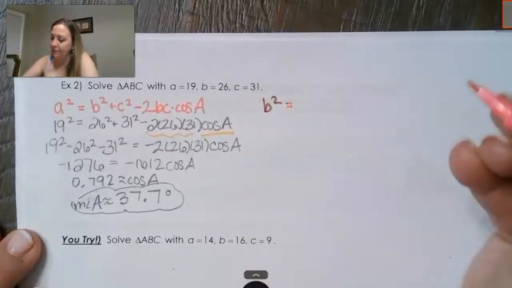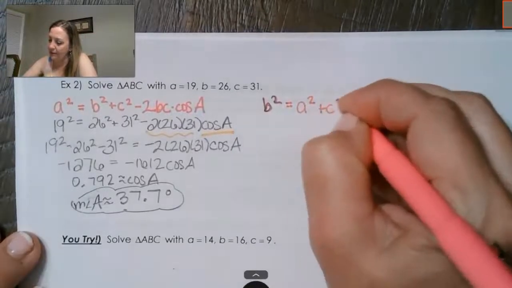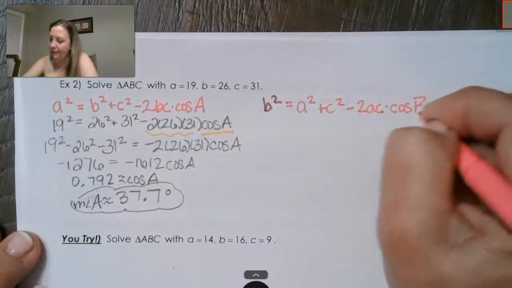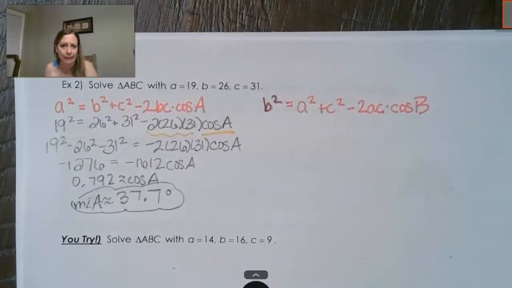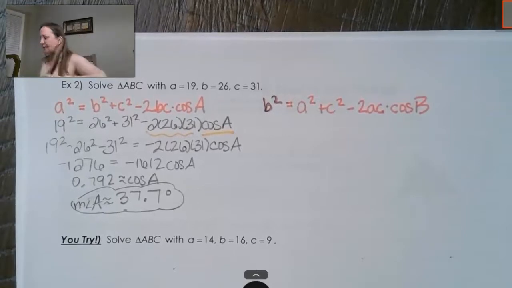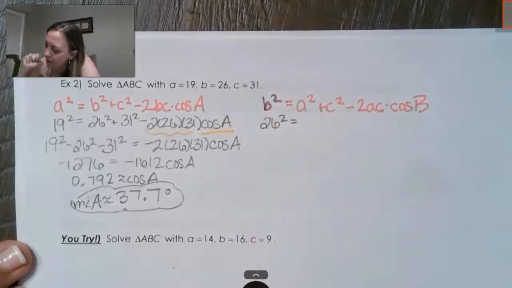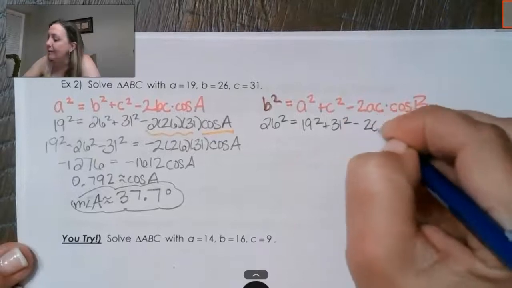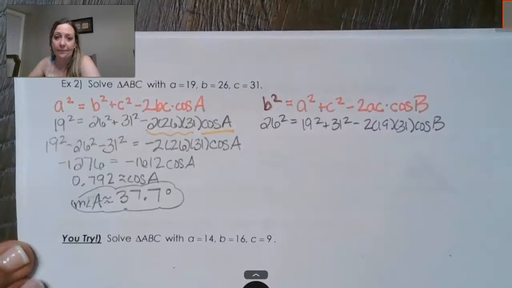Again, it doesn't matter. So if I do b squared, that's going to be a squared plus c squared minus 2ac times the cosine of B. Hopefully, if you write the formula out each time, it's going to help you memorize that pattern, because of course it's not going to be given to you, since it's just a little quiz on this material. Then we can put these in: 26 squared equals 19 squared plus 31 squared minus 2 times 19 times 31 times the cosine of B.